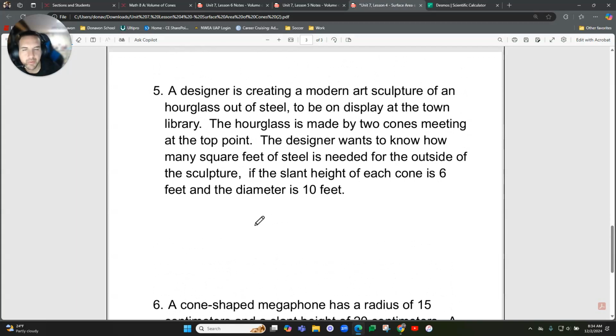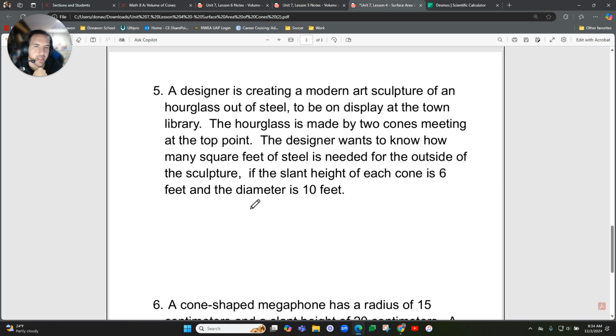Ooh, this one's a word problem. Okay, so this one says a designer's creating a modern art sculpture of an hourglass out of steel to be on display at the town library. The hourglass is made by 2 cones meeting at the top point. The designer wants to know how many square feet of steel is needed for the outside of the sculpture. If the slant height is 6 of each cone, and the diameter is 10 feet.